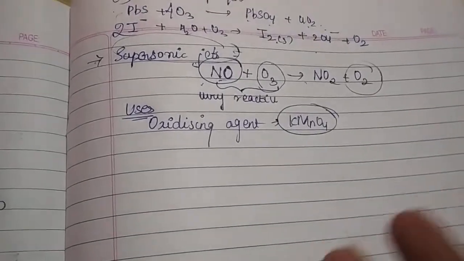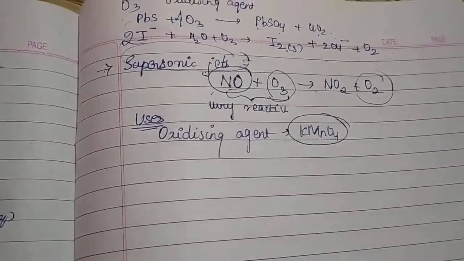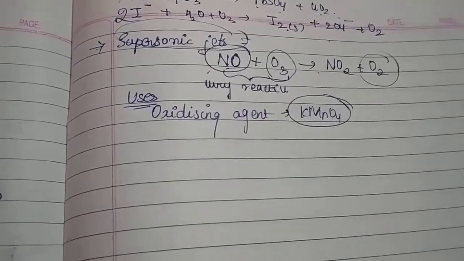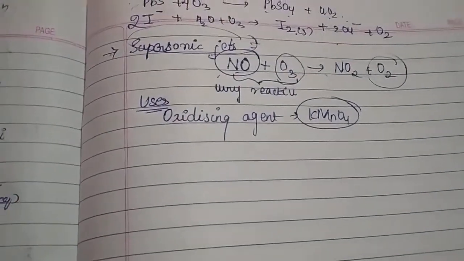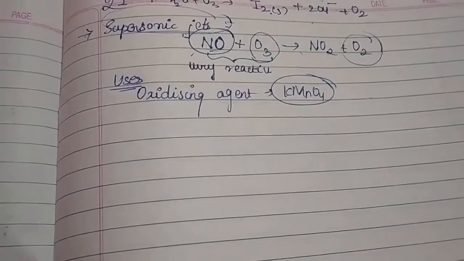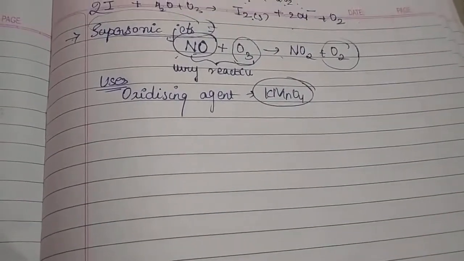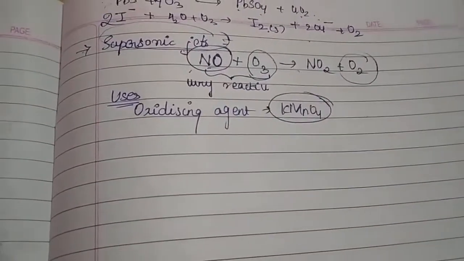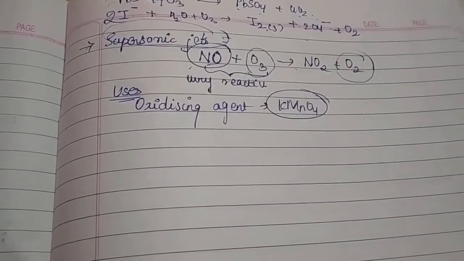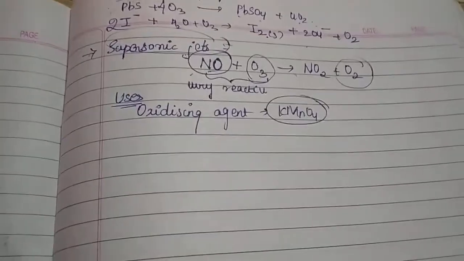Similarly, it is used for bleaching oils, ivory, flour, starch. So the main use, sterilizing water, uses ozone as a disinfectant or a germicide. So these were certain important uses of ozone and some of the important compounds of oxygen. In our next session, we are going to see the compounds of sulfur. Okay.